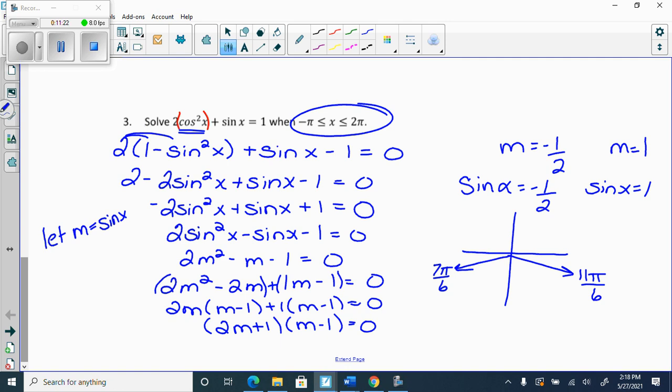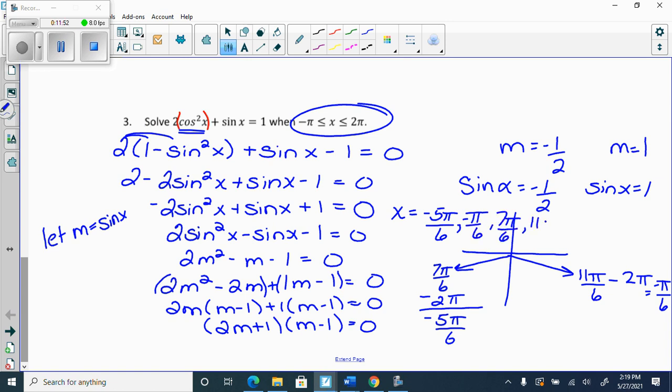If you check their coterminals, because negative pi goes to here, this one has a coterminal. If I subtract 2 pi from it, I'm actually going to get negative pi over 6. And if I subtract 2 pi from this one, I'm actually going to get negative 5 pi over 6, which both fit. So for just this answer, I get negative 5 pi over 6, negative pi over 6, 7 pi over 6, and 11 pi over 6.